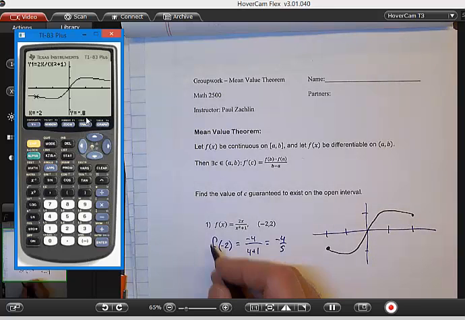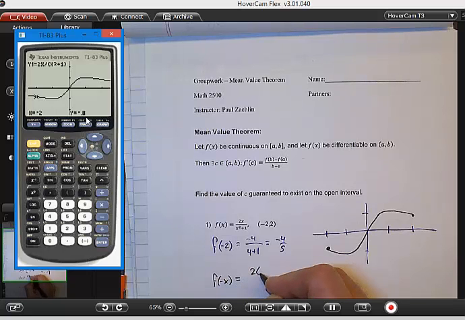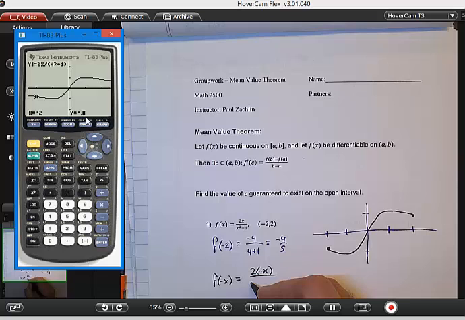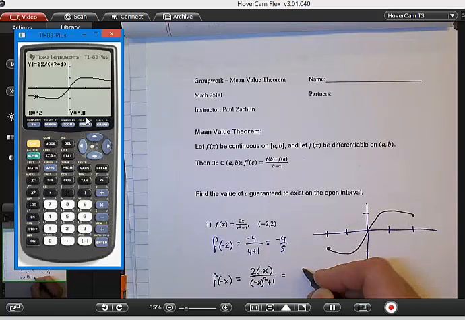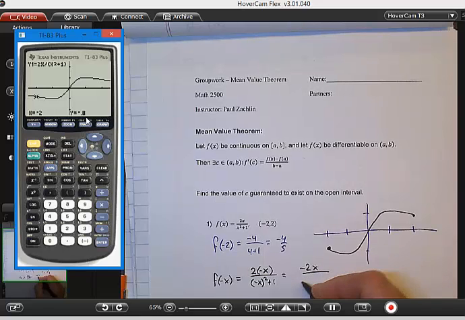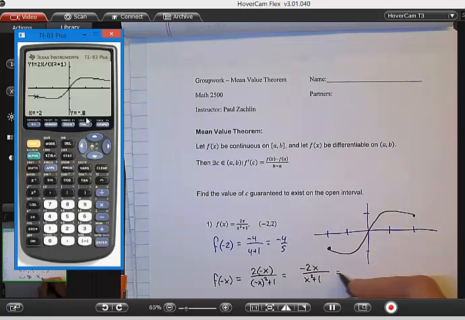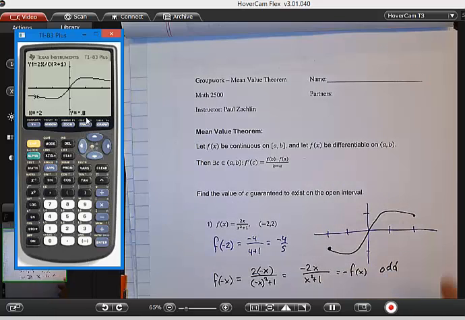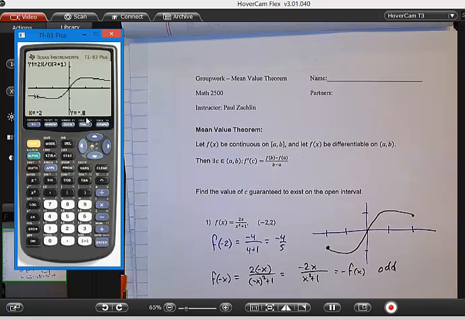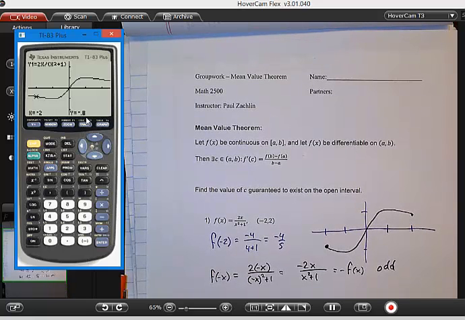Of course, if you plug in f of -x, that would be this, and you get -2x over x squared plus 1, right? So you do get negative f of x. So those of you that said it was odd, I just proved it now, right? It looked symmetric with respect to the y-axis, but now I proved it.